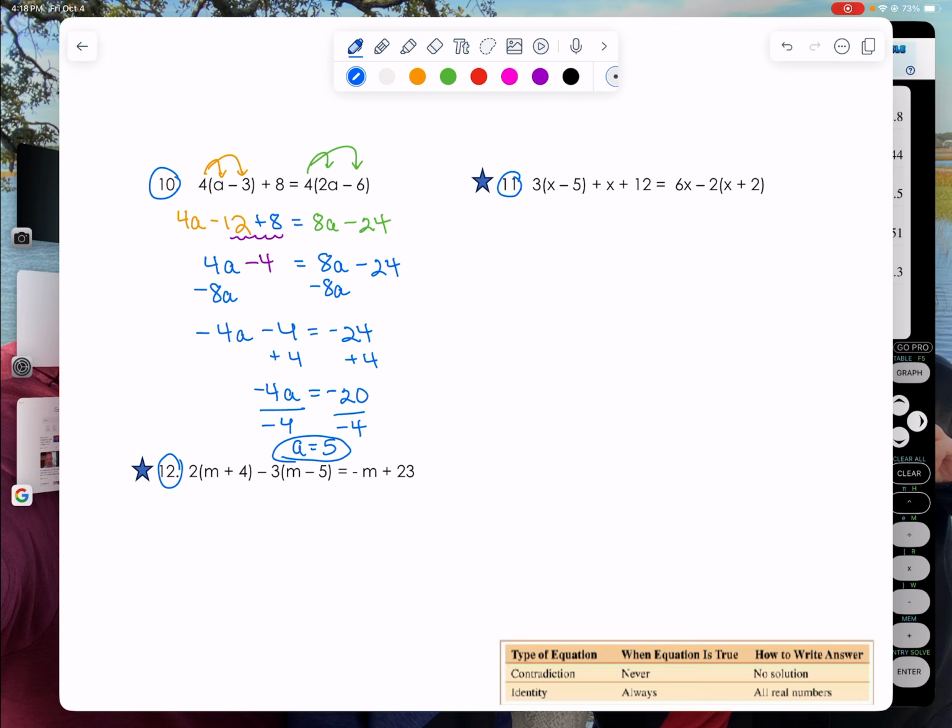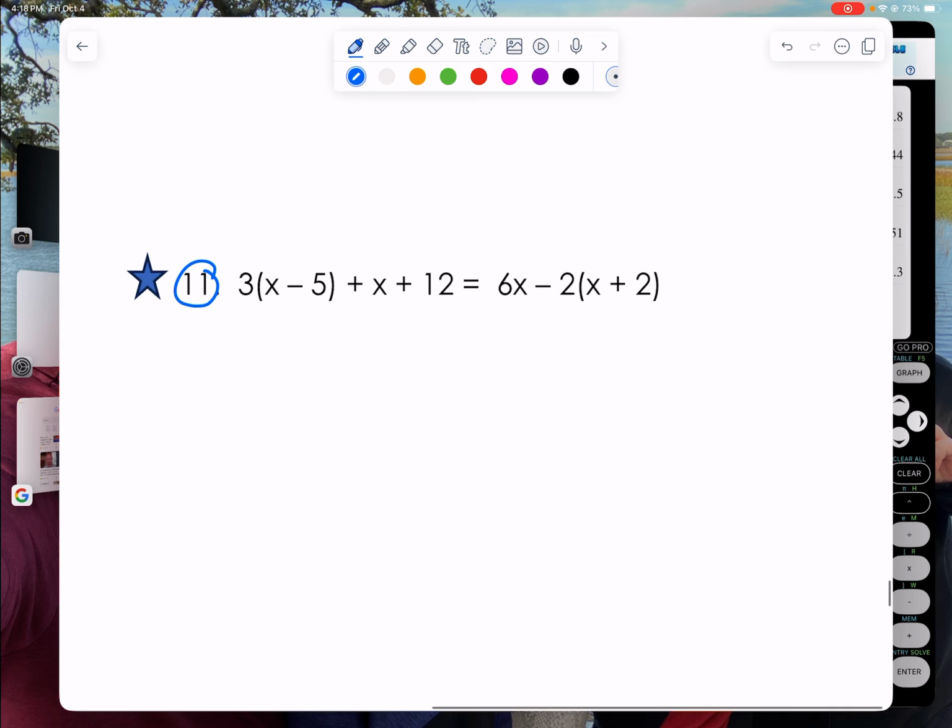Okay, so now let's do number 11 and number 12. There is a star by them. That must mean something is going to happen. I've got 3 times x minus 5 plus x plus 12 equals 6x minus 2 times x plus 2. So I've got 2 parentheses. So I'm going to go ahead and distribute my 3 with the first one. 3 times x minus 5. That's going to give me 3x minus 15. Then I can't do anything else to that side of the equation.